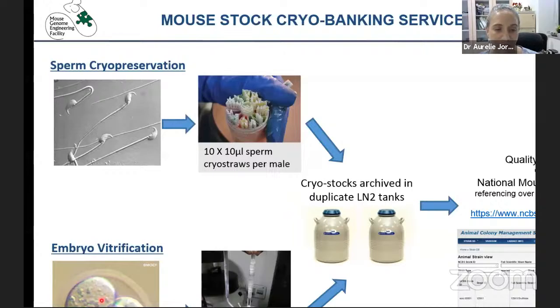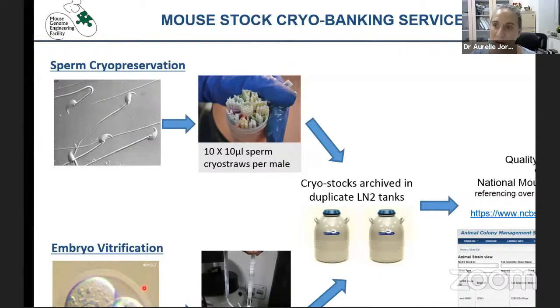Embryo, same thing, so we vitrify. So it's slightly a different technique from sperm and embryo, the way we freeze them down, but we're able to freeze and revive them as well. So why sometimes sperm and sometimes embryos? I can answer that later on if the question pops up, but it really depends on the genetic mutation that you want to preserve.